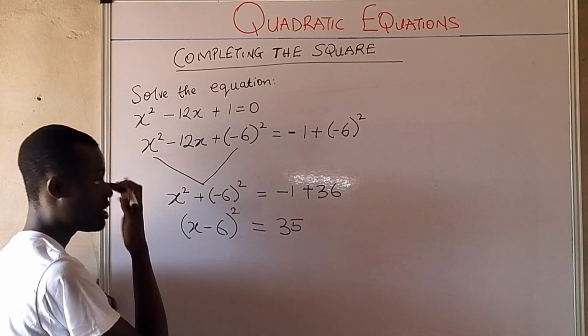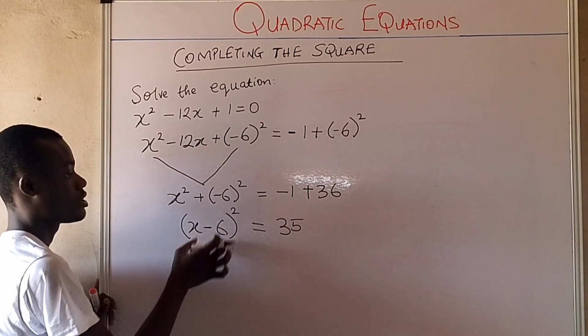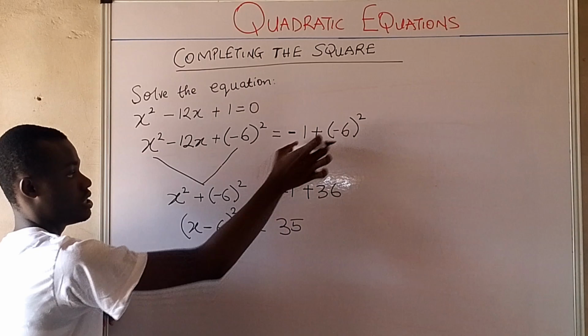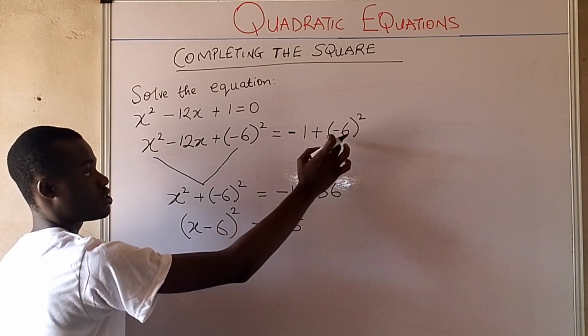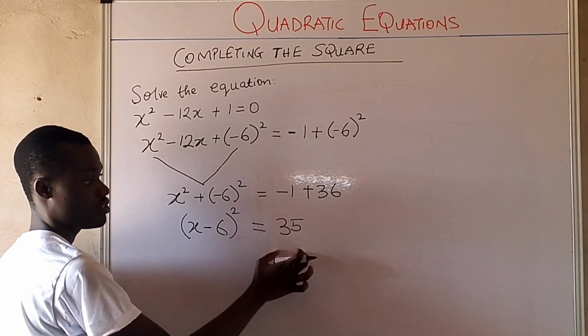which is 35. Remember, pick these two that have square, place them in the bracket just like we have done. Then work on this one. Minus 1 plus minus 6 squared is 36. Then this will give us 35.